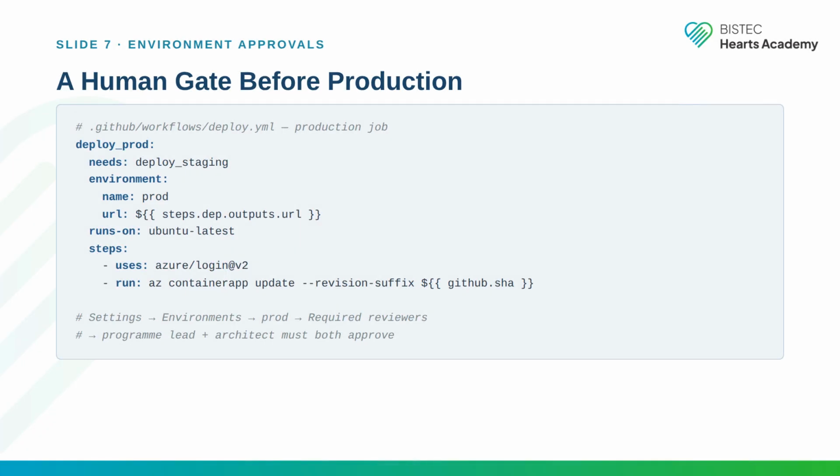GitHub environments do this for you. On screen, the production deploy job has environment: prod with a required reviewers rule. When the workflow hits that step, deploys pause until your program lead and architect both approve in the Actions UI. No human click, no production deploy. This is the difference between CI/CD and continuous chaos.